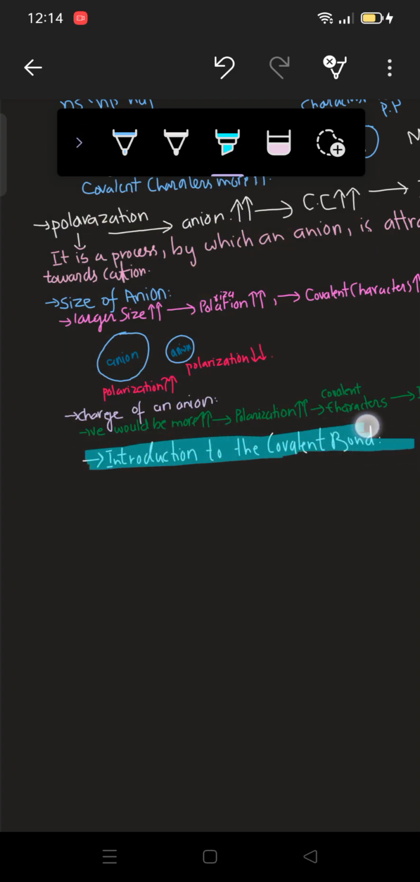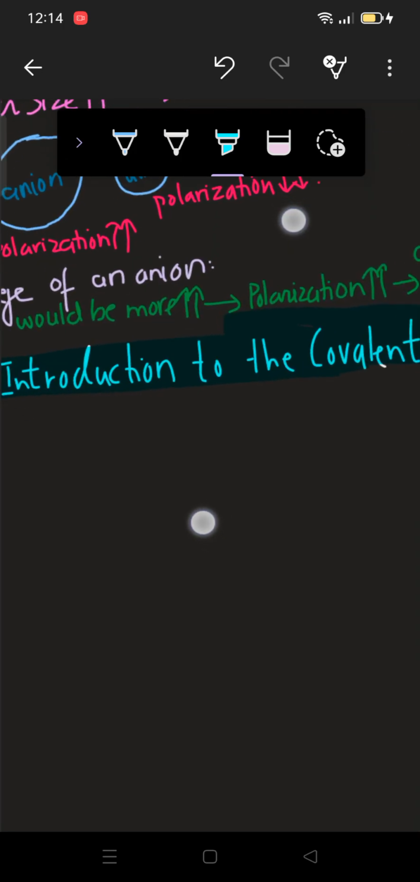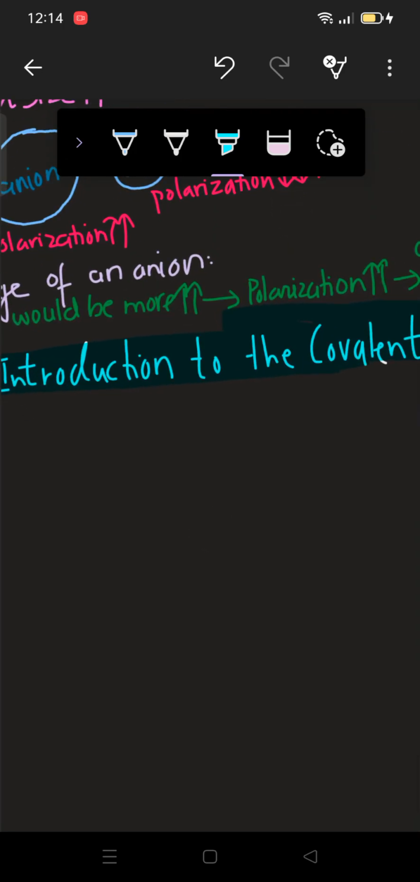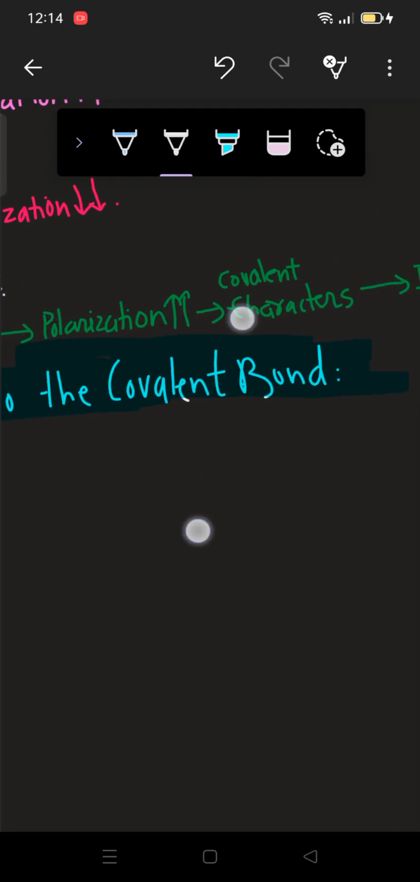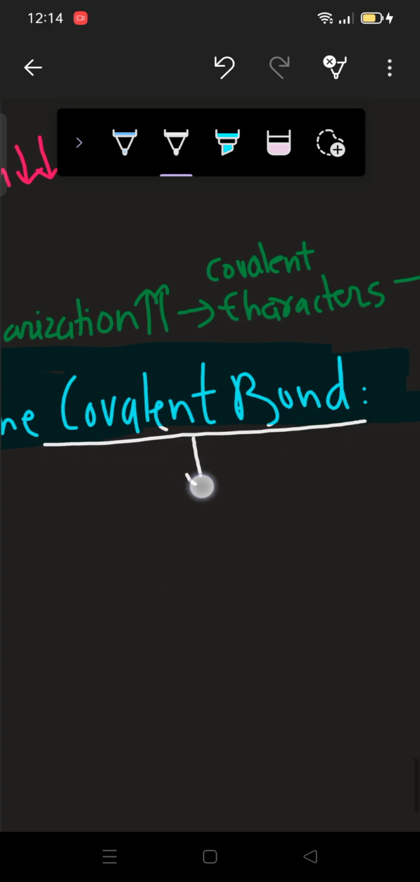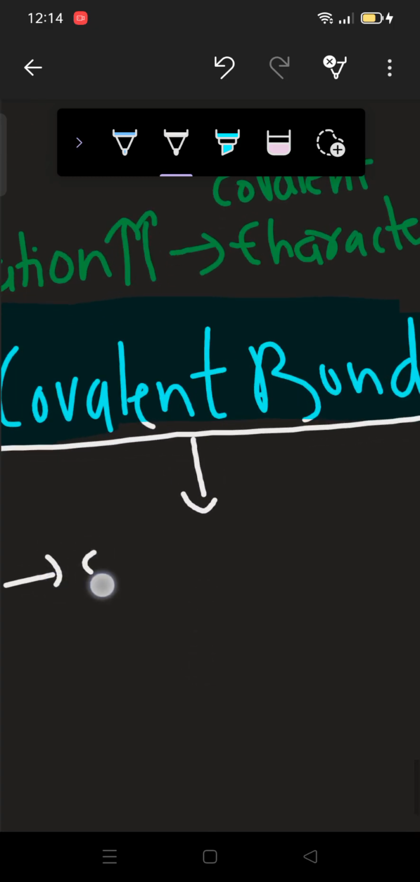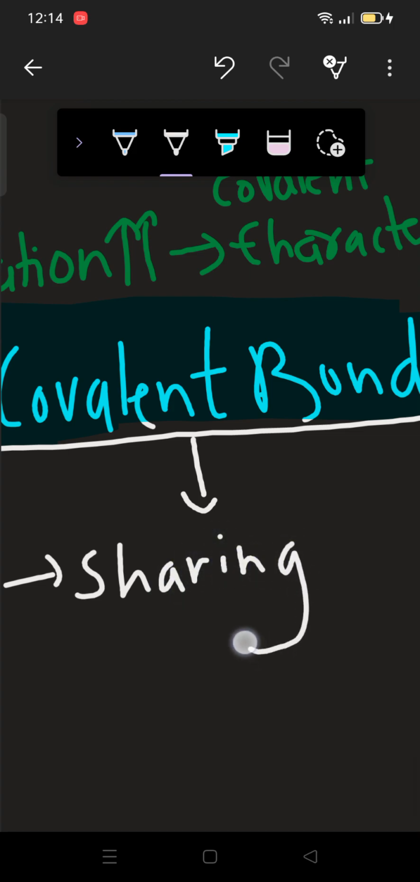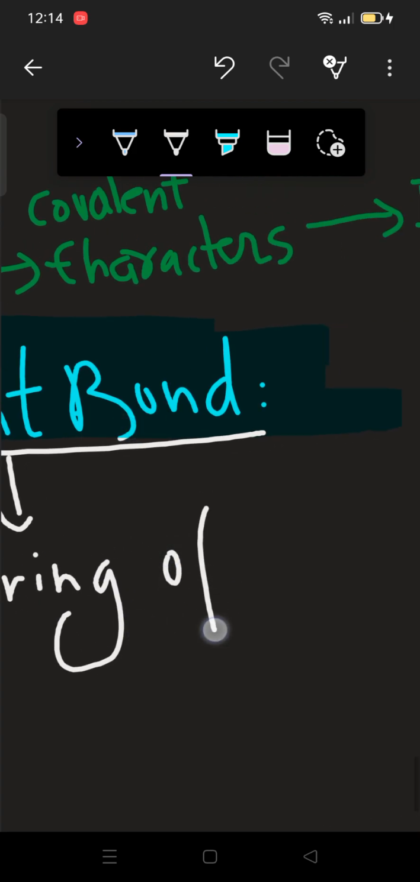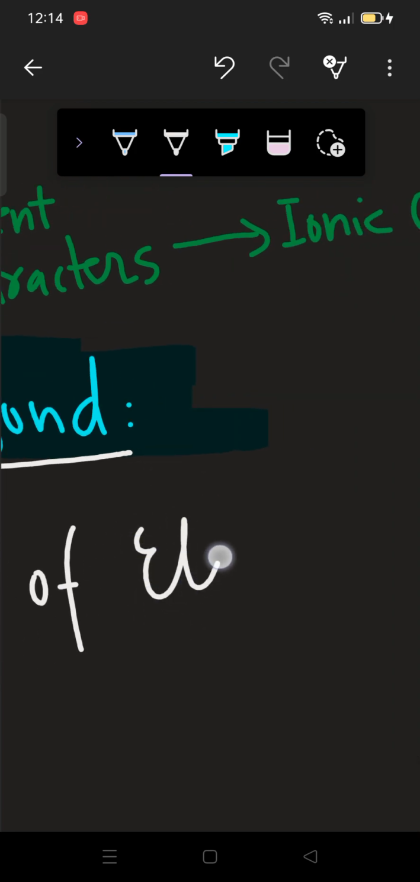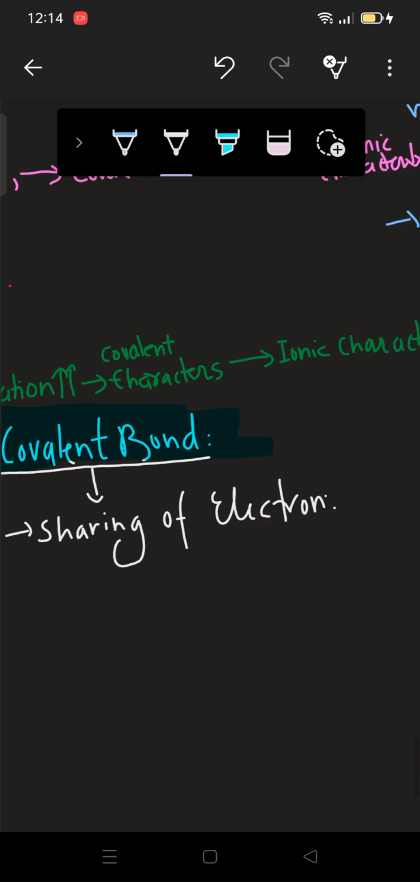What is covalent bond, right? Now see, covalent bond is nothing but it is sharing of electron, right? So sharing of electron is what we call the covalent bond.